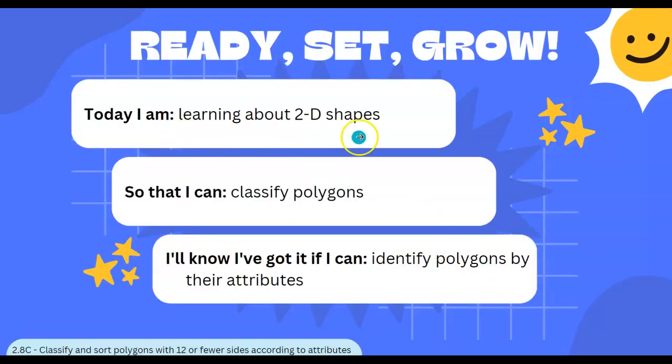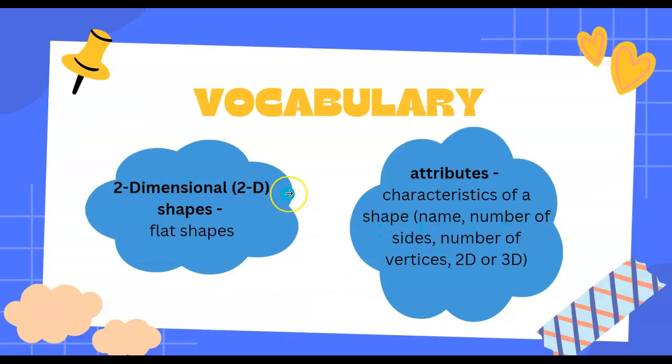So let's go back over our goals for today. We are learning about 2D shapes so that we can classify polygons. I'll know that I've got it if I can identify polygons by their attributes. All right, so this is day 3 of going through these things.